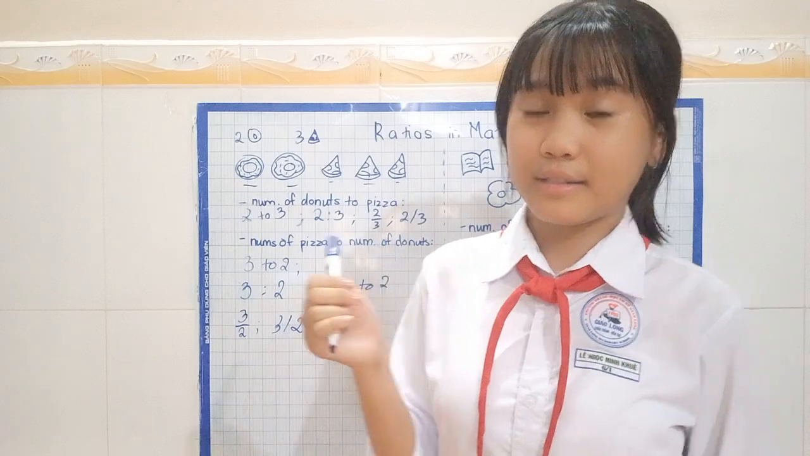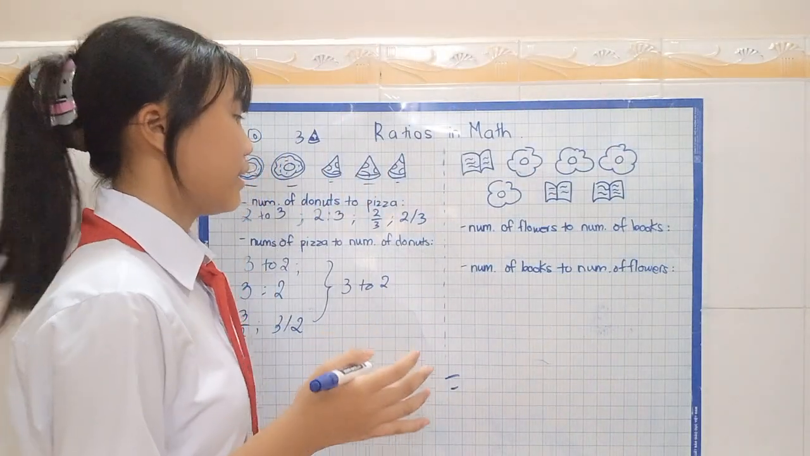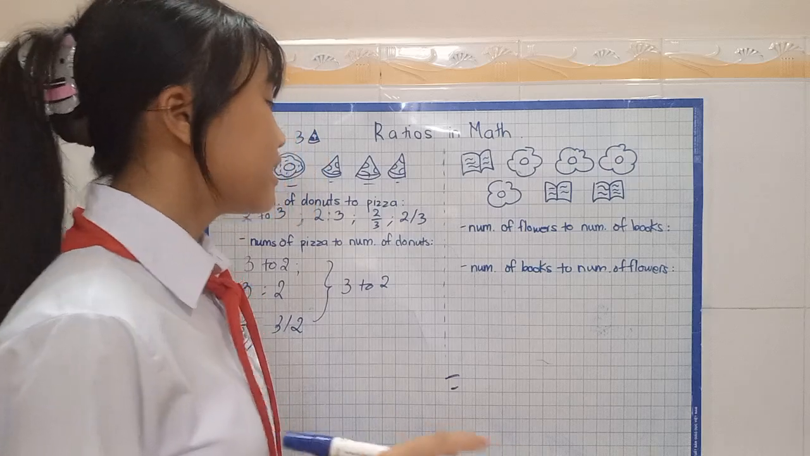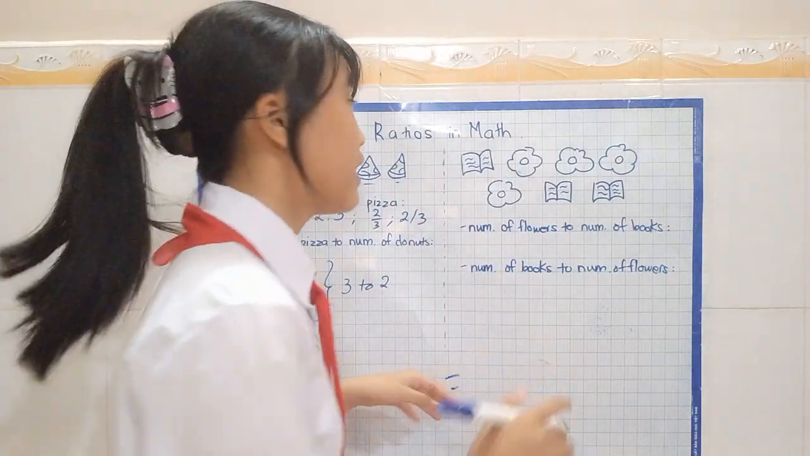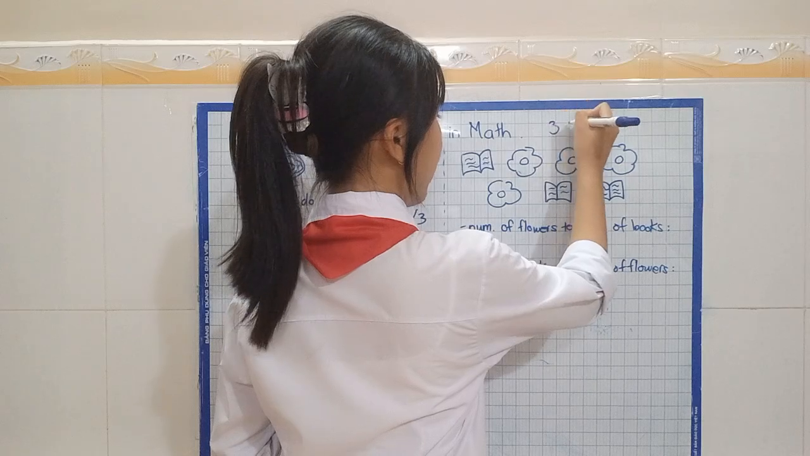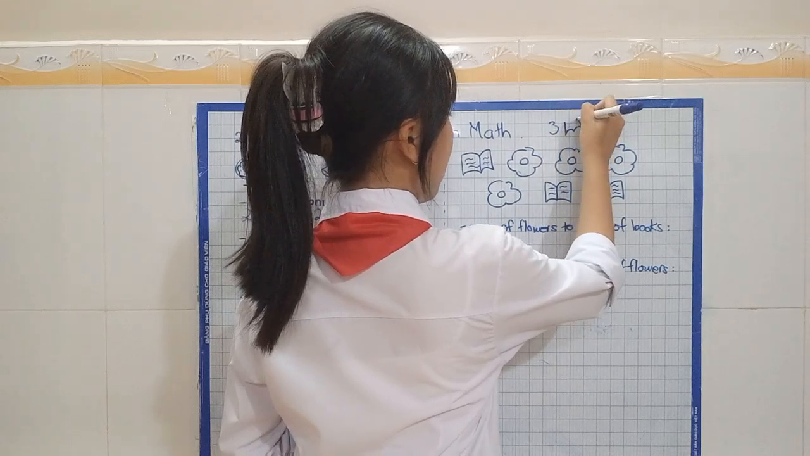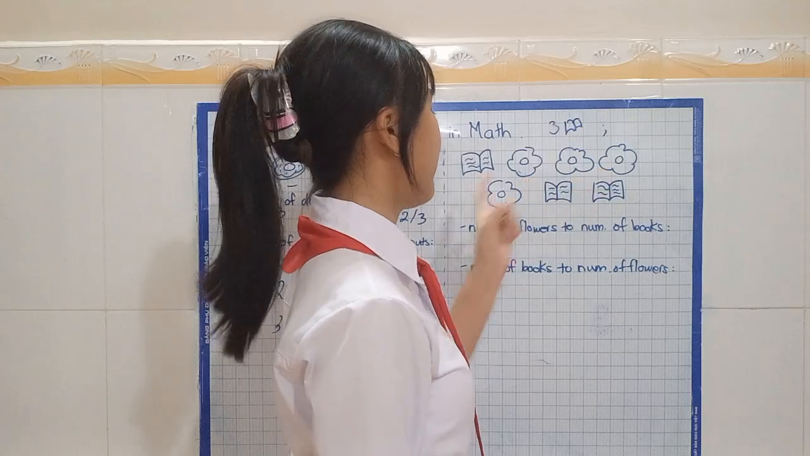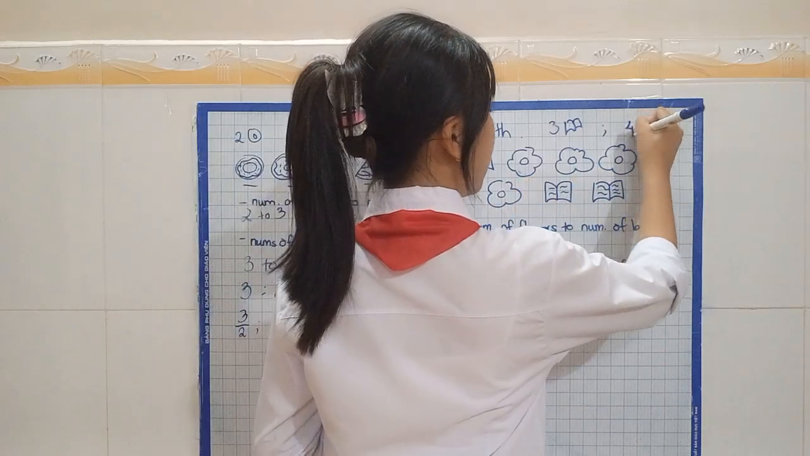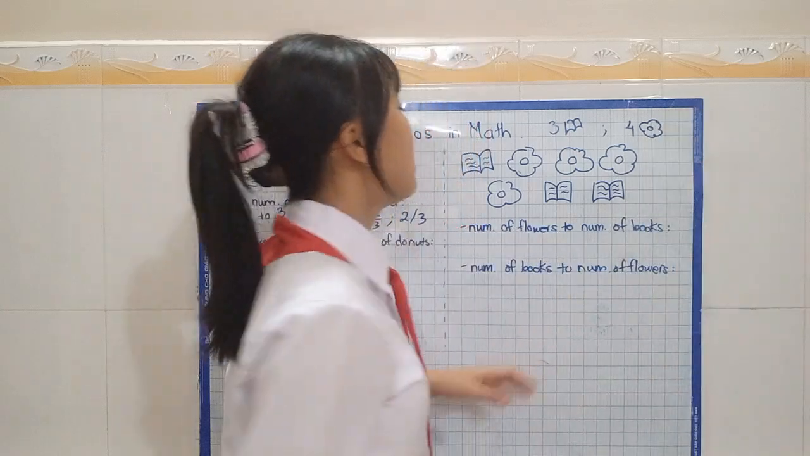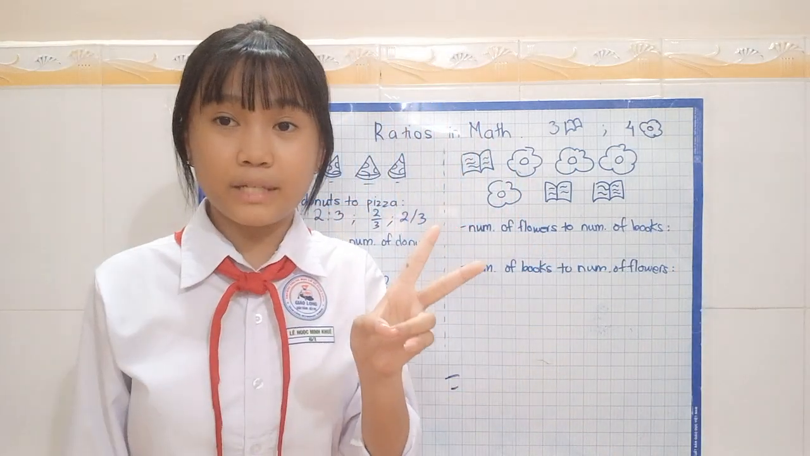Let's come to another example that we have. Up on here is another example for the number of books and flowers. So now first let's count them. We have 1, 2, 3, 3 books. Let me write that down. Okay, 3 books. And 1, 2, 3, 4 flowers. So that is our main 2 subjects.